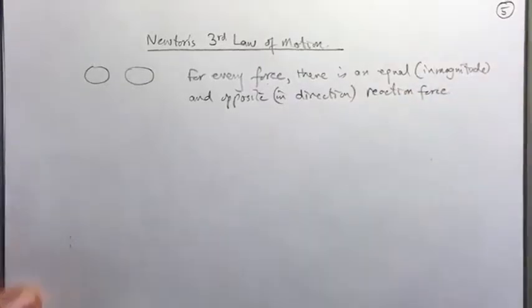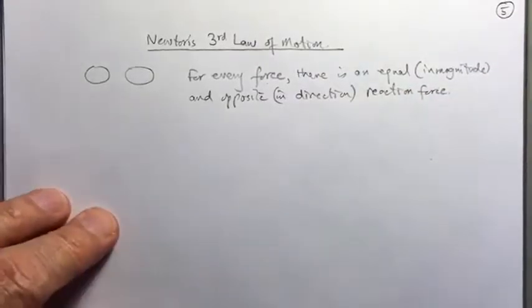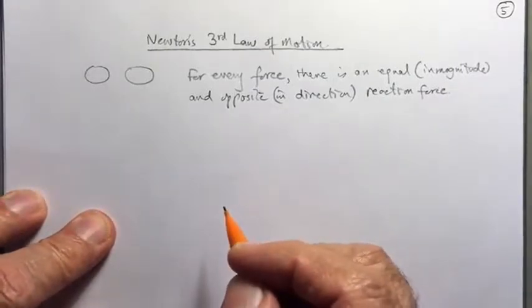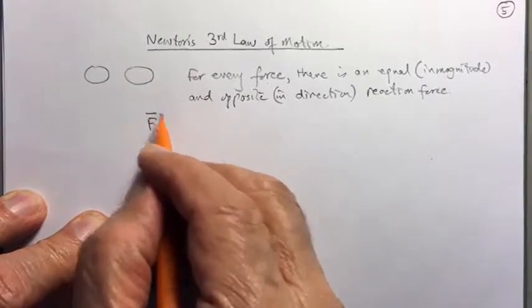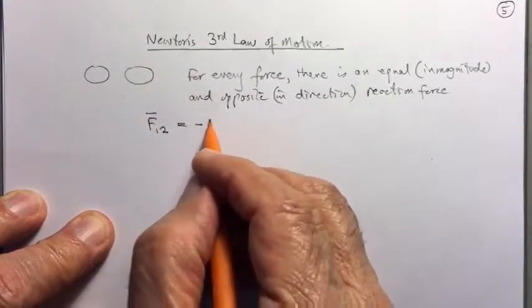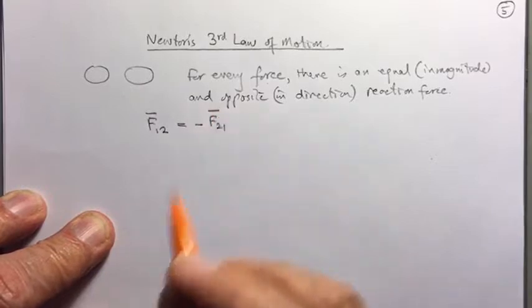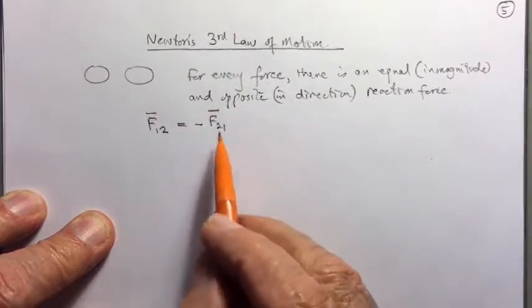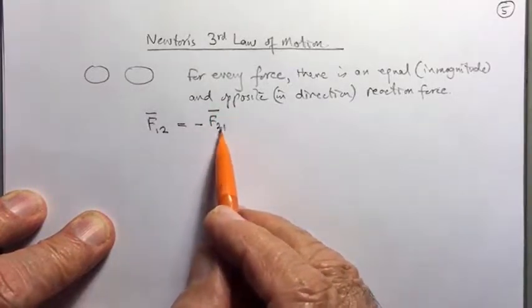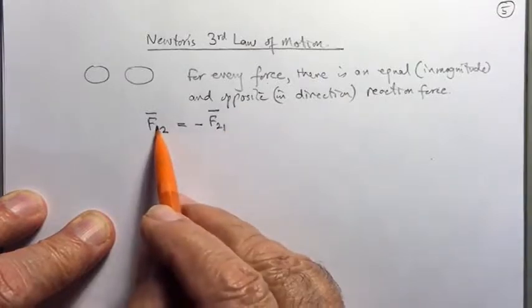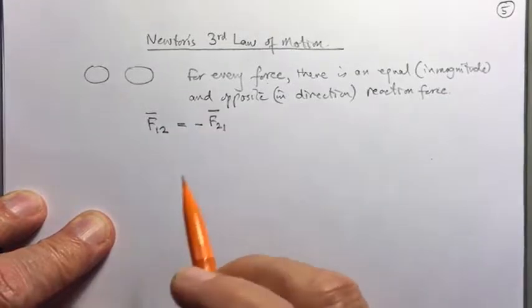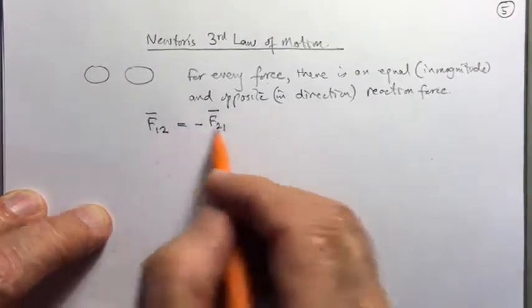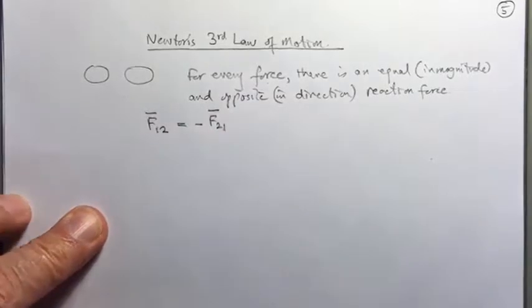So if one object exerts a force on another, the other one will exert a reaction force on the first. The two forces are exactly equal, so if F12 is one of the forces, it's exactly equal to F21. So this would be the force exerted by object 2 on object 1. This is the force exerted by object 1 on object 2. So the two are exactly equal in magnitude and opposite in direction. Now let's see how this works.